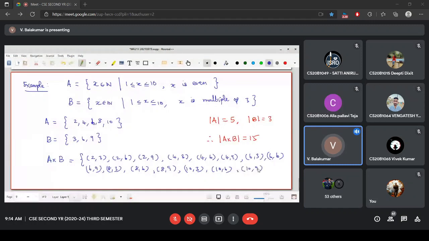I'm following a pattern. First I'm taking 2 and I complete this 3, 6, 9. Then I'm going for 4, then I complete this 3, 6, 9. In that way, I make sure that I'm not missing anything. Now I'll count: 2, 4, 6, 8, 10. Yeah, 15. This is our observation.